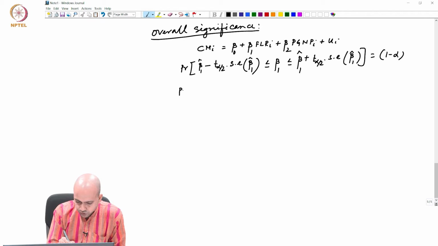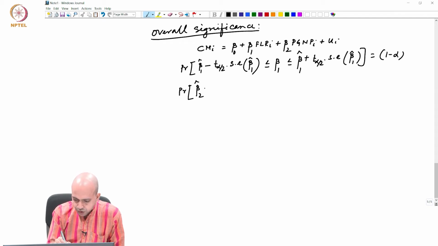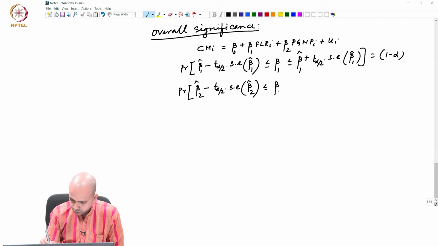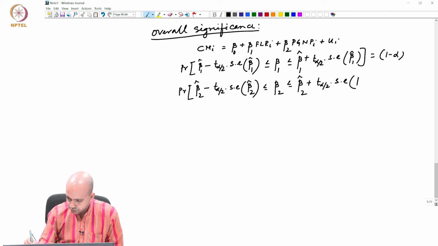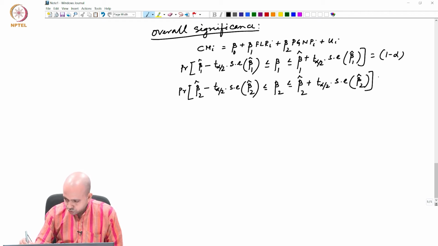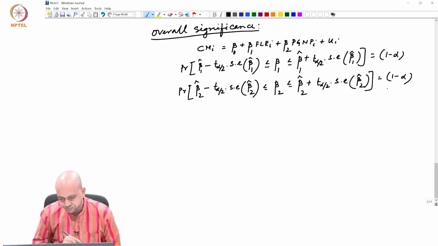Similarly, for beta 2, we say that beta 2 hat minus t alpha by 2 into standard error of beta 2 hat is less than or equal to beta 2, less than or equal to beta 2 hat plus t alpha by 2 into standard error of beta 2 hat, is also equal to 1 minus alpha.